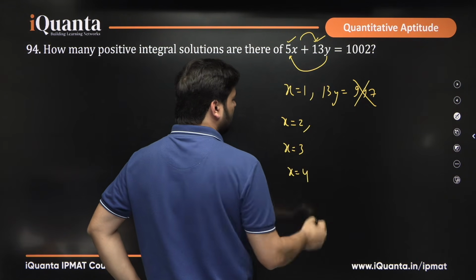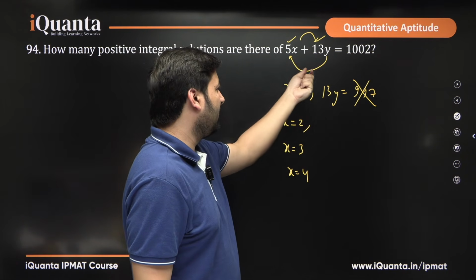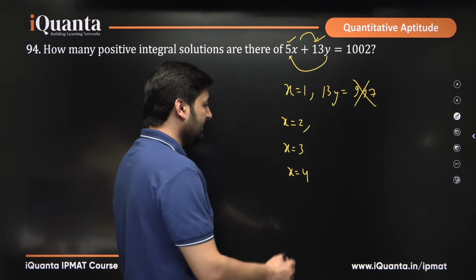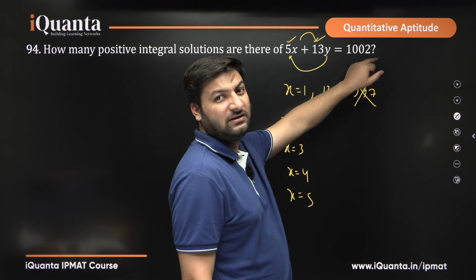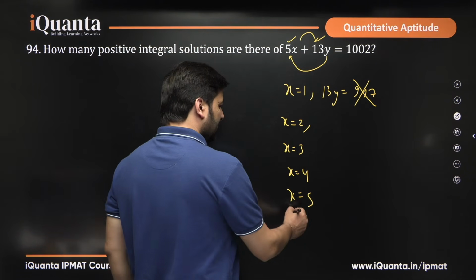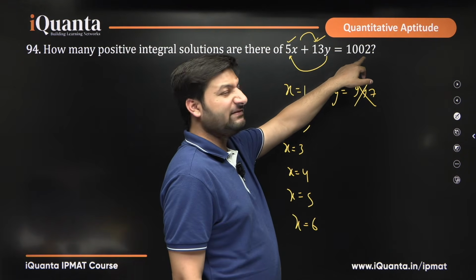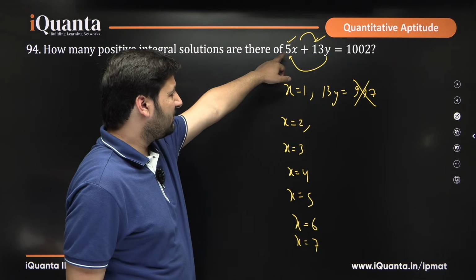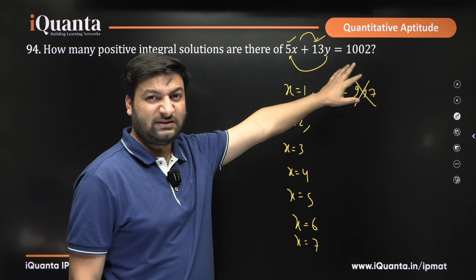X equal to 4, does it happen? 20, this will be 982. Is 982 divisible by 13? 13 7s are 91, we will get 72, does not happen. Then try for x equal to 5, 25, we will get 977. Is 977 divisible by 13? 91, 67, no. X equal to 6, does it happen? 30, 972, does not happen. X equal to 7, 35, this will be 967. Is 967 divisible by 13? No.